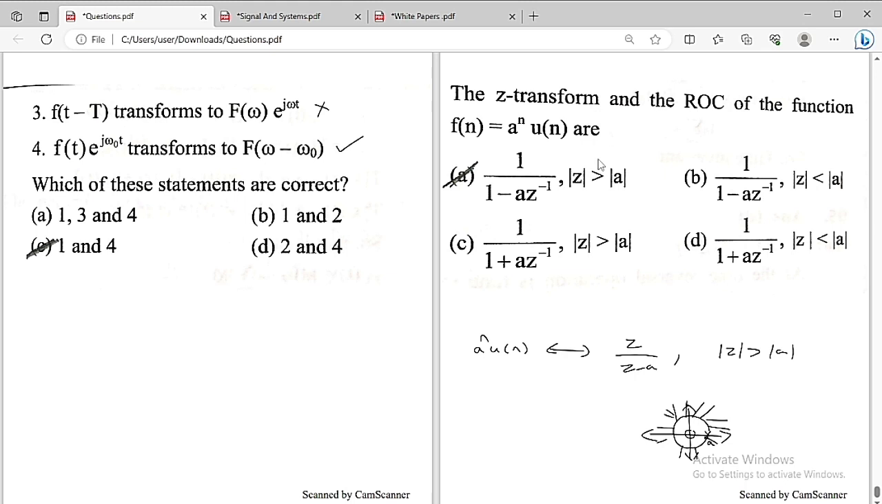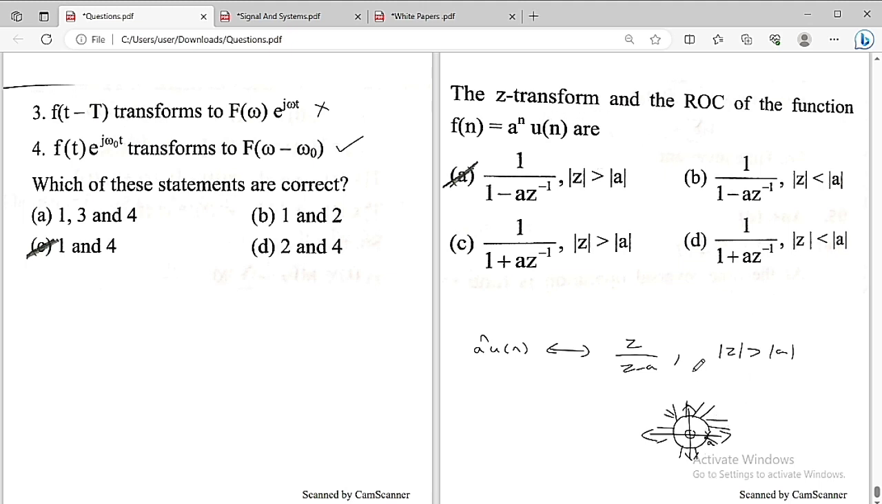See, the ROC may include the zeros or it may not include the zeros, but it should not include the poles. So therefore we can say the poles are not included. So here, in this case, the ROC does not include the pole as well as the zero.